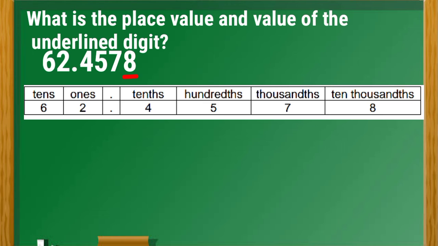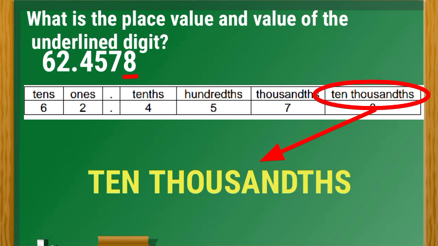62. And digit 6 occupies the tens place value. The digit 2 occupies the ones place value. And here the number 4 occupies the tenths place value. 5 for hundredths, 7 for thousandths, and 8 for 10,000ths. So what is the question here? What is the place value and value of the underlined digit? The underlined digit is 8. As you can see in the chart, the place value of 8 is 10,000ths.